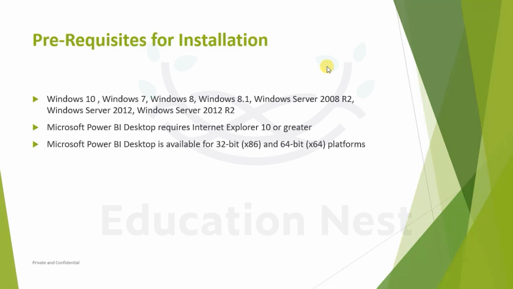So what are the prerequisites for installing Power BI? Power BI can be installed on any Windows machine. It can be Windows 10, Windows 7, Windows 8, 8.1, Windows Server, any Windows machine. Power BI Desktop requires Internet Explorer 10 or greater, the latest Internet Explorer to be very safe. And you have to download your system-specific 32-bit or 64-bit Power BI Desktop application. The starting point would always be Power BI Desktop.